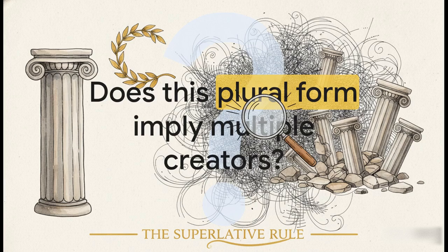Your brain sees that S at the end of the word, and our modern super quick reading habits make us immediately jump to a conclusion. But the Socratic question we have to ask ourselves here is, does the plural form automatically mean multiple subjects? In this case, multiple creators must exist? If you don't apply the grammatical rule we literally just learned, it is incredibly easy to fall into the trap of this false conclusion. You might think, well, it says creators plural, so there's got to be more than one. But hold on, remember our rule about the superlative?